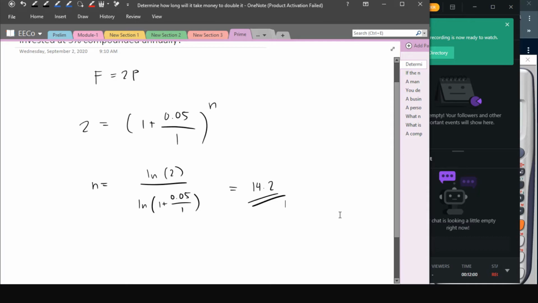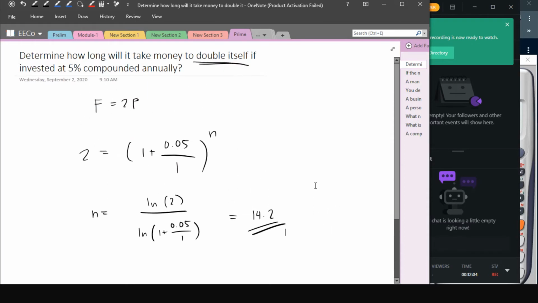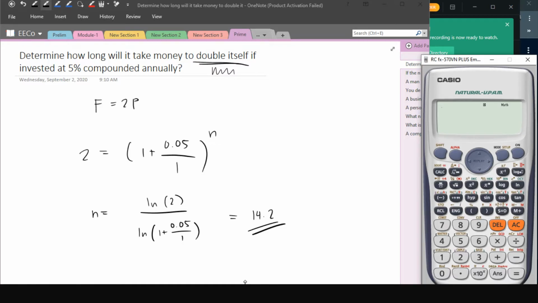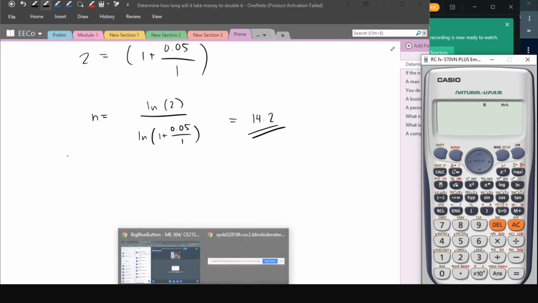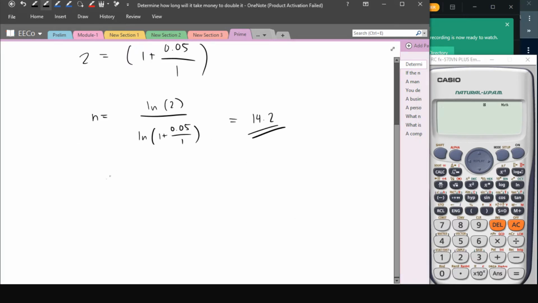Dito, mayroong shortcut dyan. May shortcut dito na ginagawa tayo. Ngayon, kapag sinabing double itself, okay? Pag sinabing double itself, remember, there are terms of compounding, di ba? In terms of compounding, kung saan i-double itself, how? Ganito na lang yan. Ito yung shortcut.